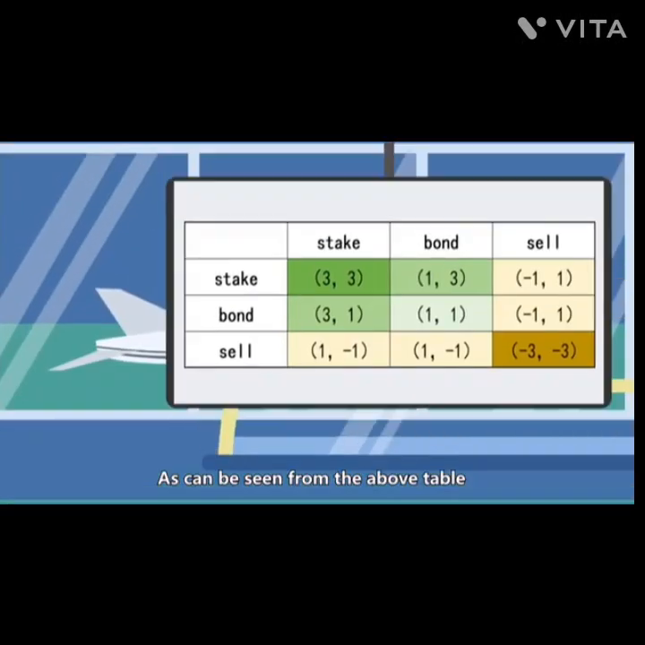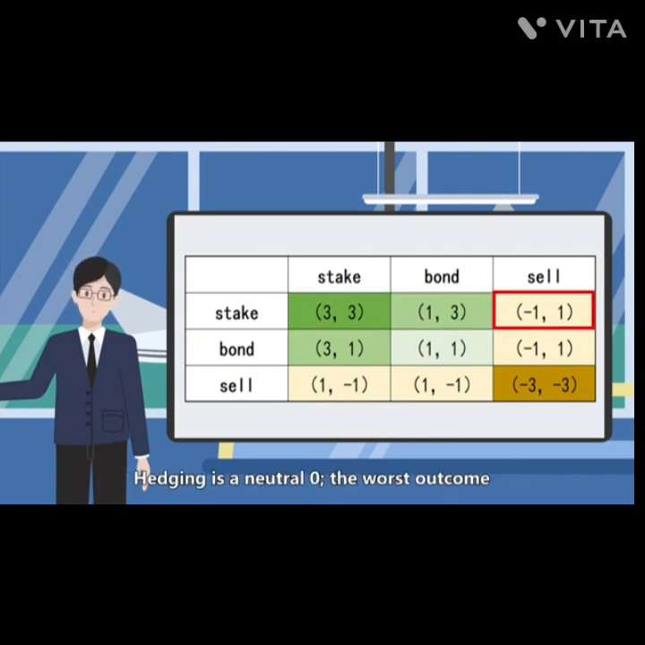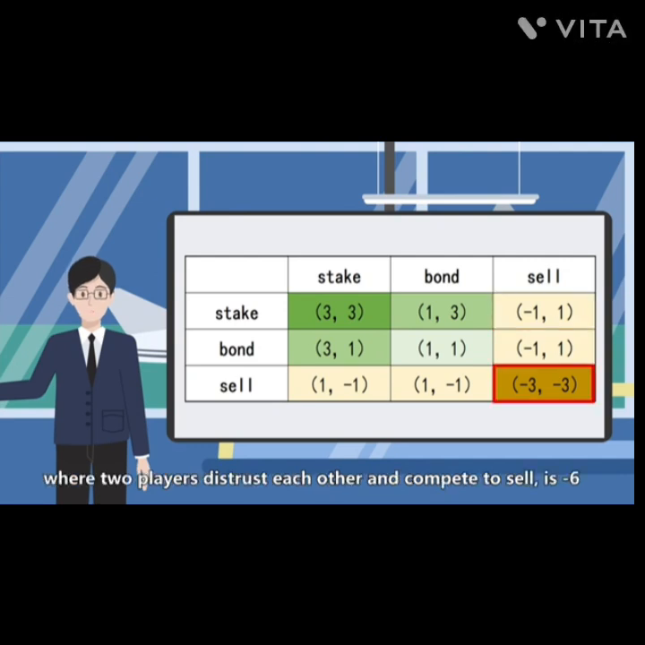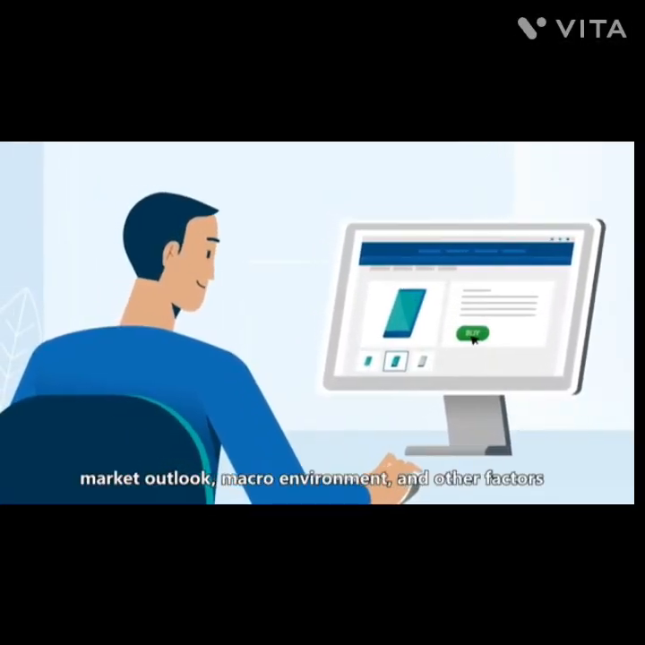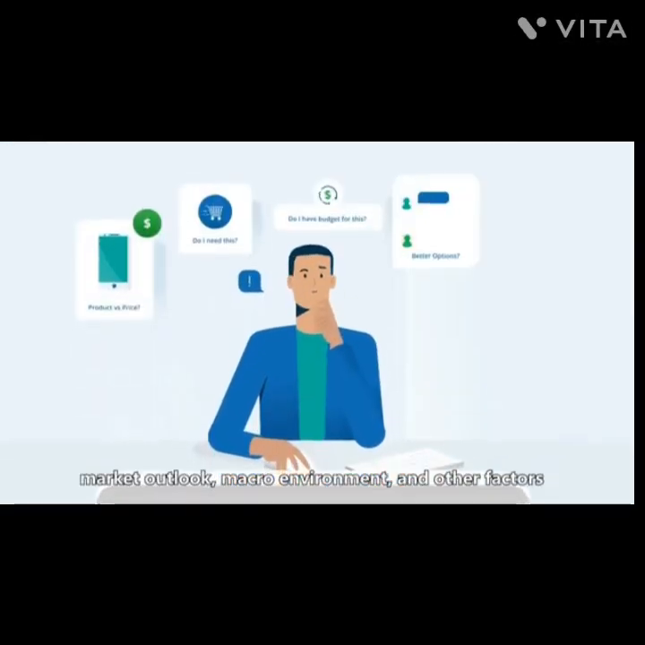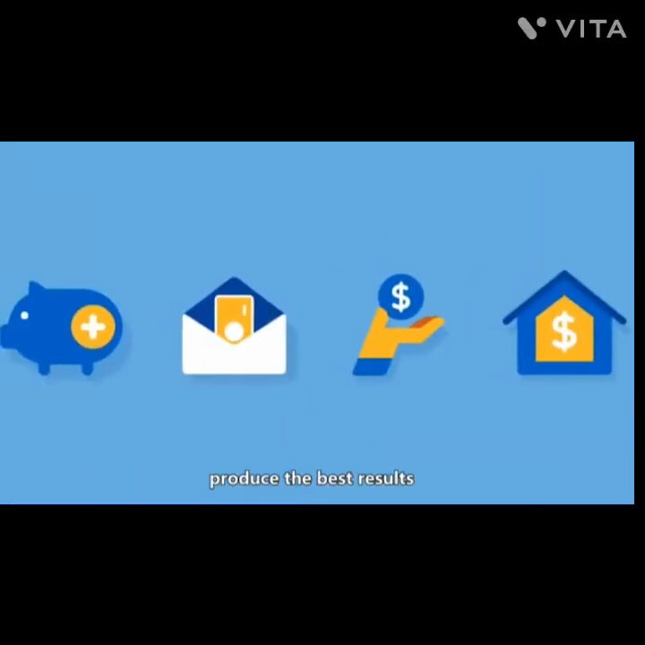As can be seen from the above table, the optimal strategy is for 2 players to cooperate. The result of both staking is 6. One buys bonds, and the other stakes: 4. Selling stake and selling buying bonds mutually hedge, which is a neutral 0. The worst outcome, where 2 players distrust each other and compete to sell, is -6. Player behavior depends on premiums, market outlook, macro environment, and other factors, but the ultimate conclusion is that cooperation will produce the best results.